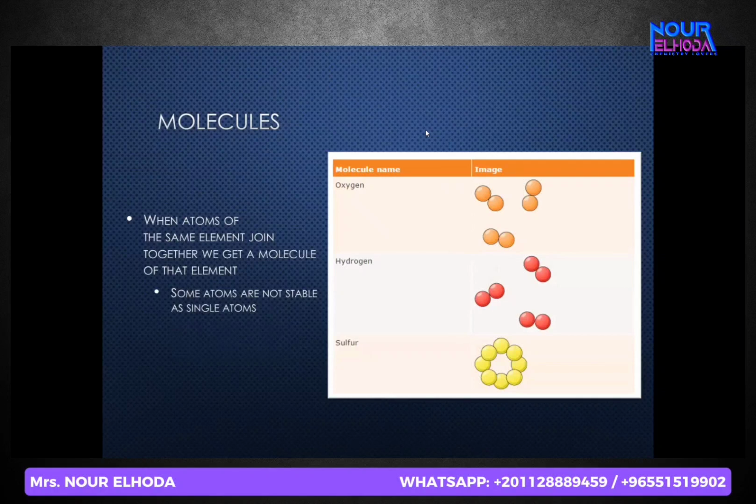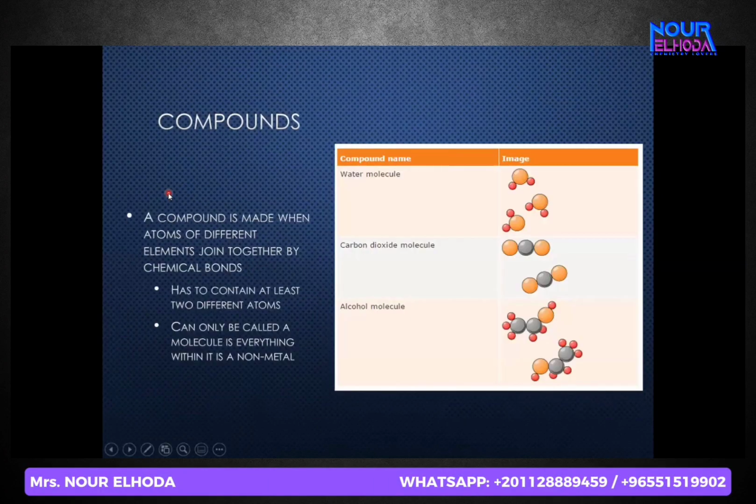If I'm going to talk about the word molecule, usually we say it about non-metals. We don't usually say molecules about metals. Let's say I have O2, N2, H2, and so on. We can call it a molecule. Since you have the same element joined together and they are non-metals, we can call them a molecule, like oxygen molecule, nitrogen molecule, hydrogen molecule.